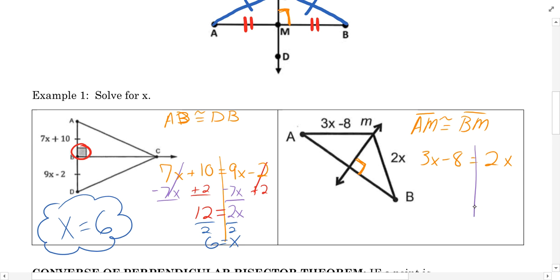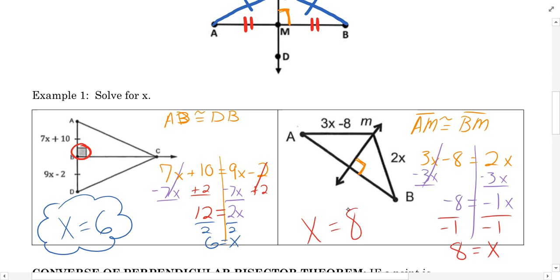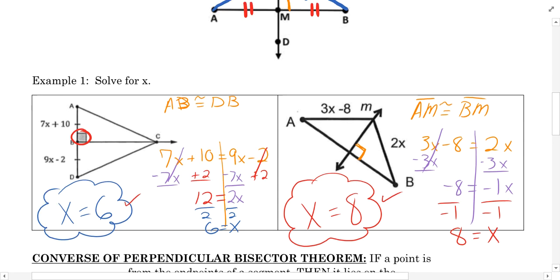I'm not going to pause the video for this one. If we subtract 3x from both sides, that gives us negative 8 equals negative 1x. And then if we divide by negative 1, we get x equals 8. So x is equal to 8. And again, we can verify that that's the answer. If we have 3 times 8, that's going to be 24. Minus 8 is 16. And then 2 times 8 is also 16. So we know, check, check. We know those are both correct.